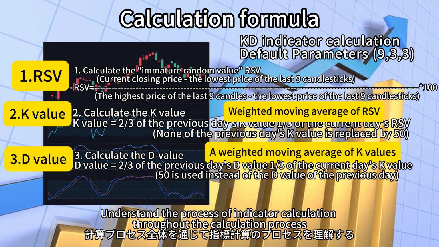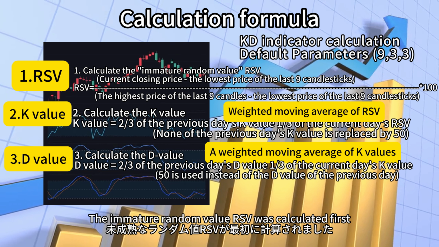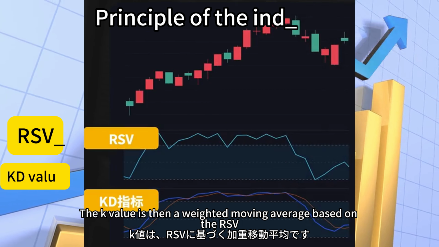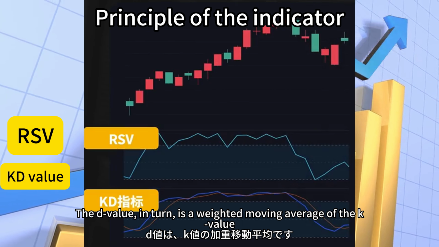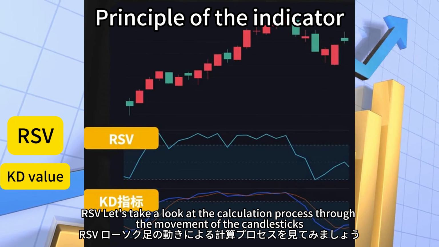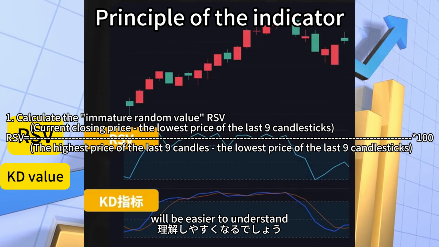Looking at the whole calculation process, the immature random value RSV is calculated first. The K value is then a weighted moving average based on the RSV. The D value, in turn, is a weighted moving average of the K value. The core of understanding the KD indicator is to understand the immature random value, RSV. Let's look at the calculation process through the movement of the candlesticks, which will be easier to understand.